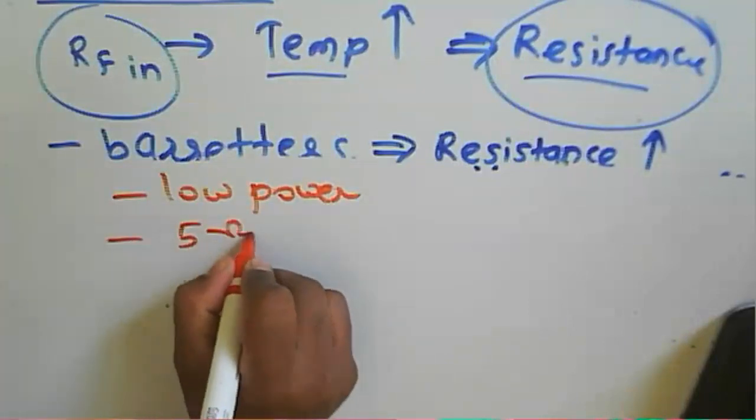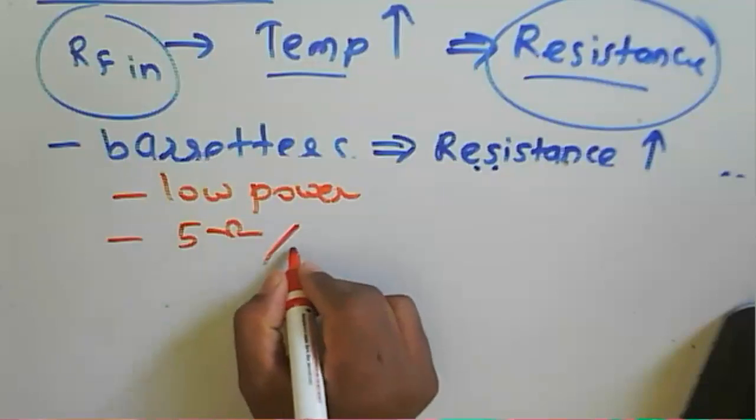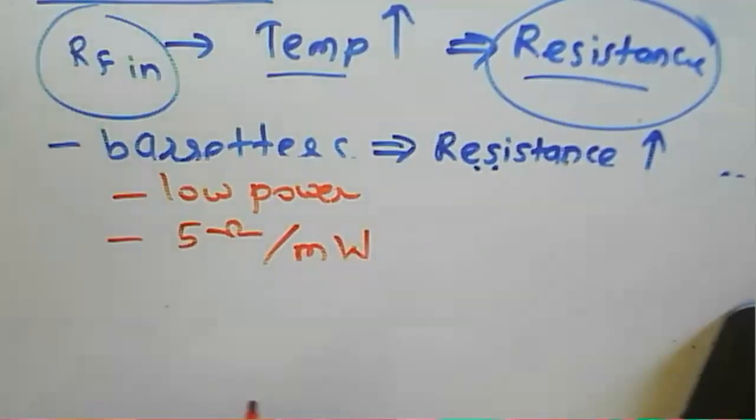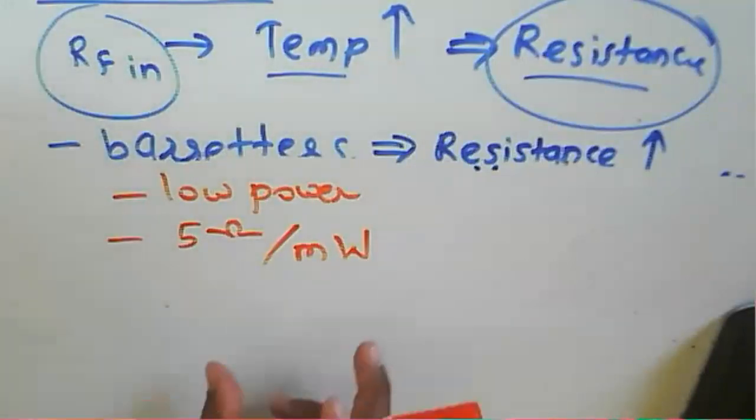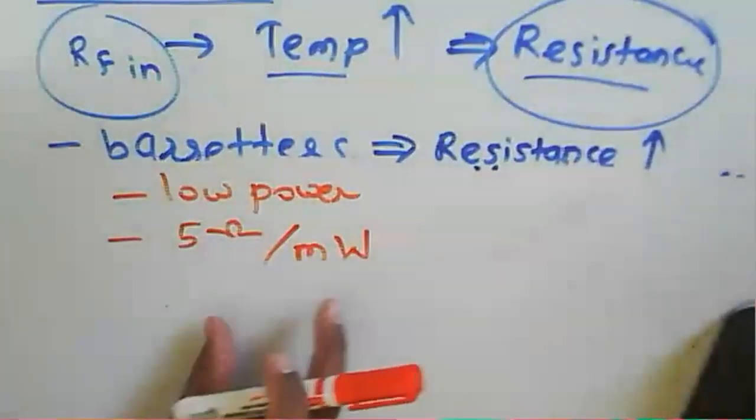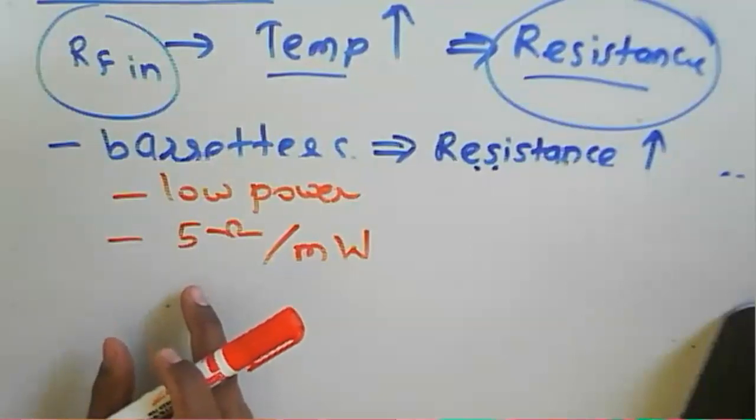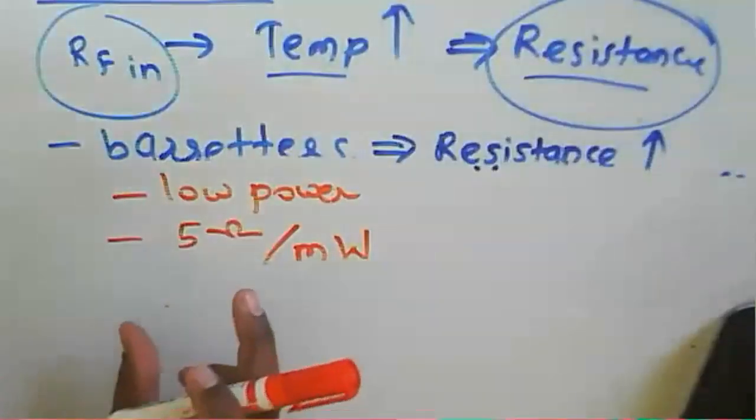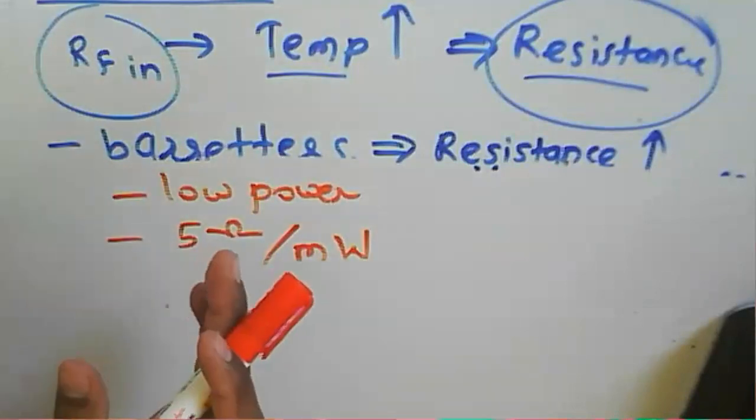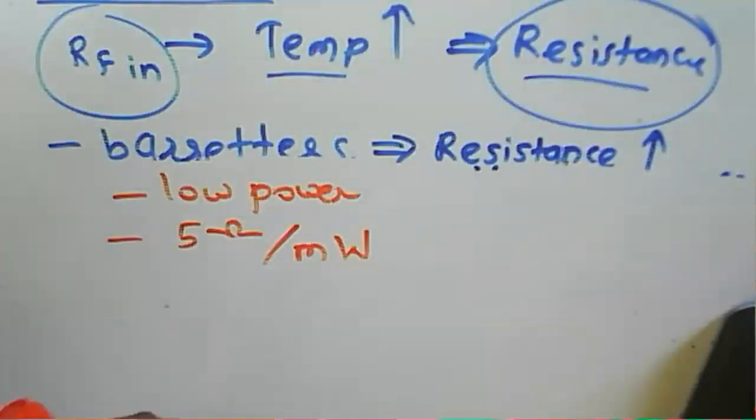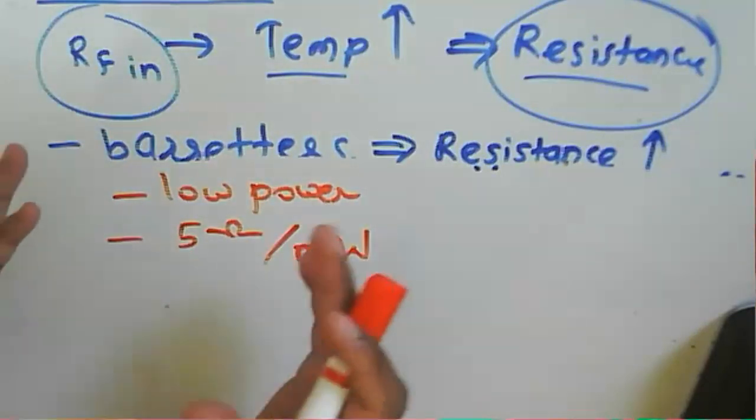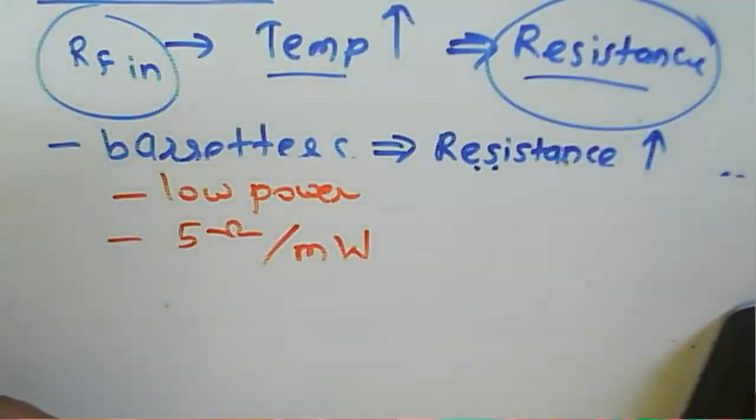The change is about 5 ohm with respect to a milliwatt. When we apply an RF input, with respect to 1 milliwatt of power, there will be a change of 5 ohm of resistance. So that's why this particular barometer device is a very sensitive device, and that's why it is used for very low power level measurement. Generally it is in terms of a few milliwatts.